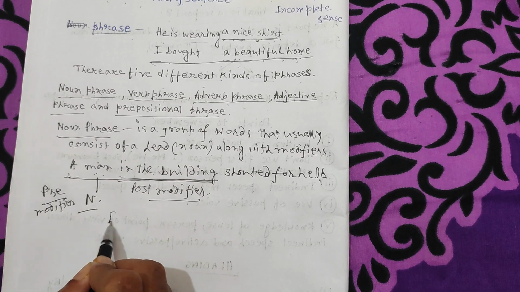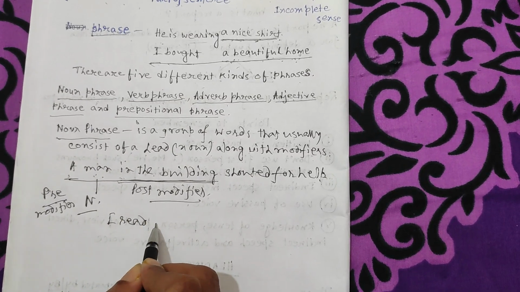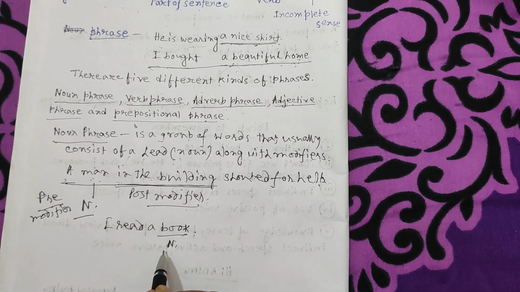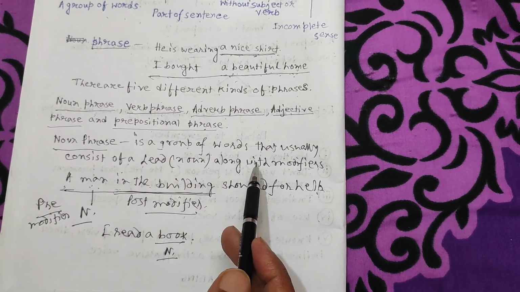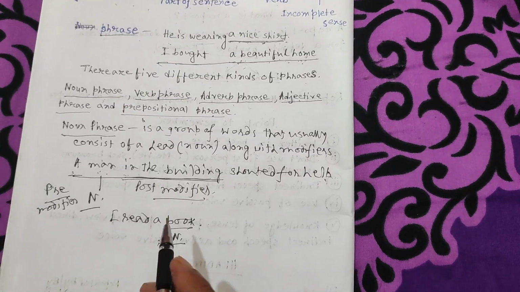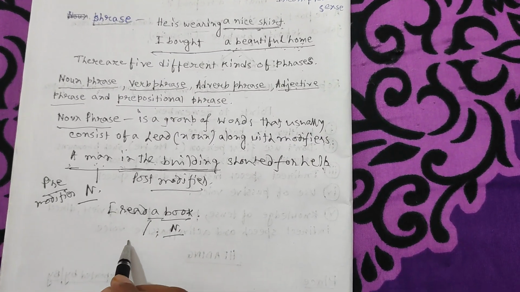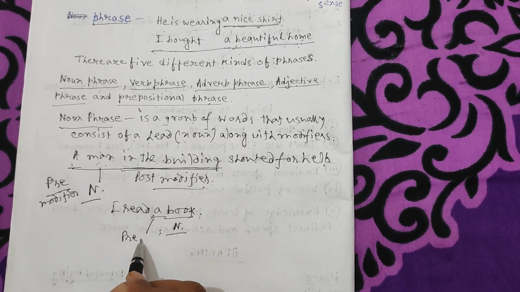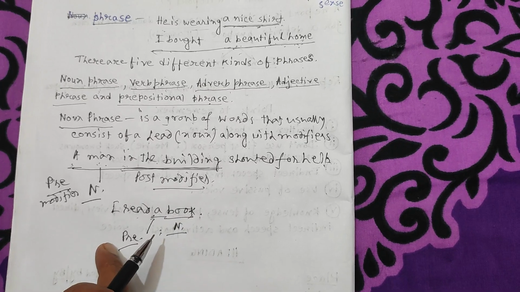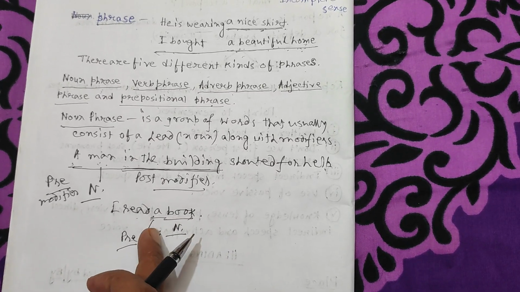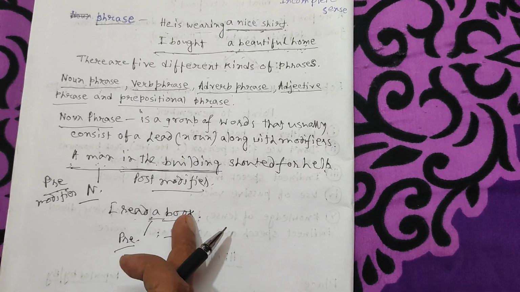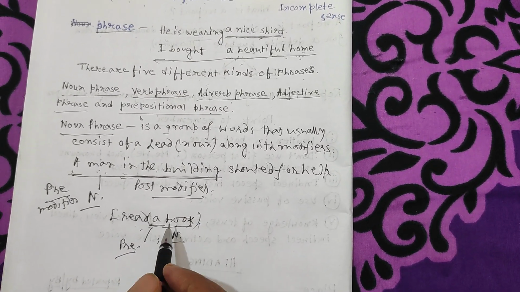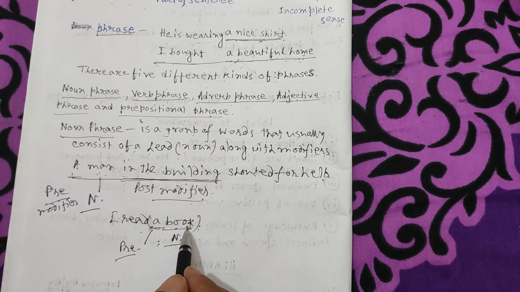Suppose I read a book. Here book is a noun, head noun, as I have written here, and a is just placed before that particular noun, and it is acting as a pre-modifier as it is placed before the noun. And a book will be called a noun phrase.